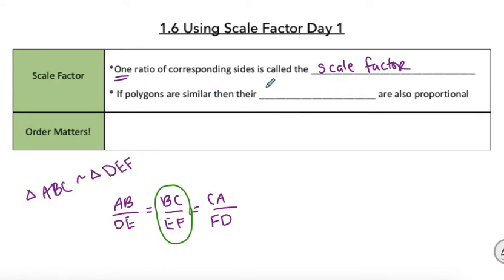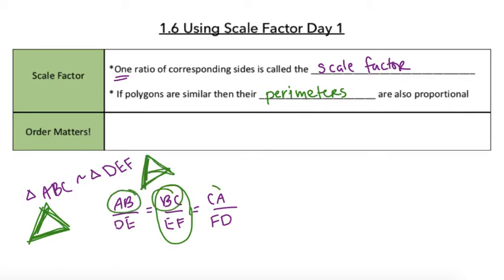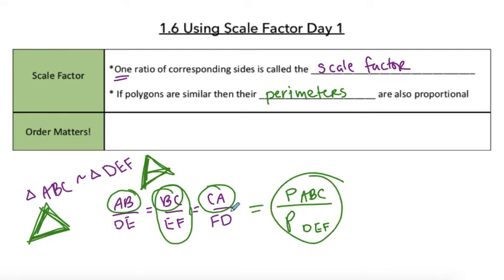If polygons are similar, we also know that their perimeters are also proportional as well. So if I had this figure and it's similar to this figure that's just a little bit smaller, if all their sides are proportional, so are the sums of all their sides going around. So now this is saying if I add up these three pieces, the perimeter of ABC, and compare it to the perimeter of DEF, these two will also be the same proportion as everything else that we've done.